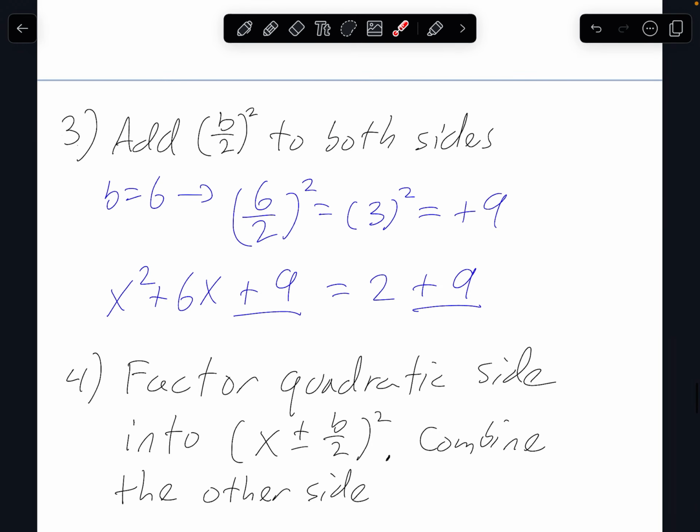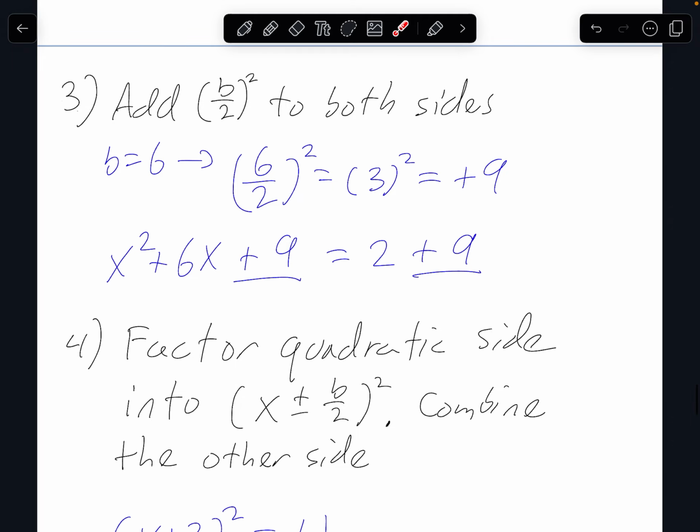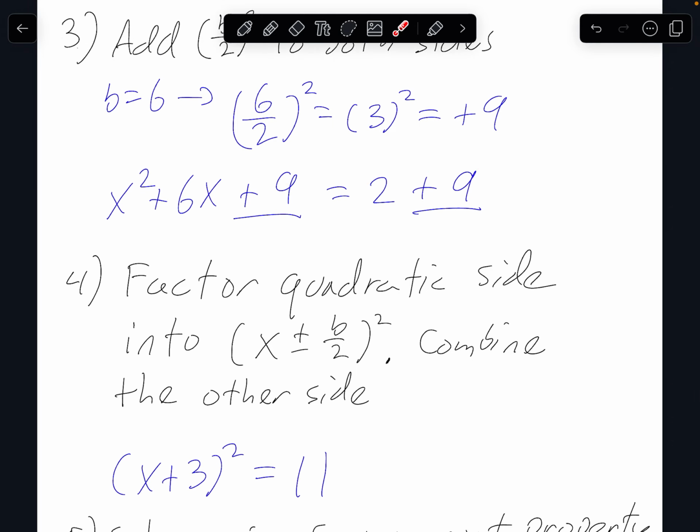So the left side will factor. Again, it's not just factorable, but it's factorable into a perfect square. That's going to be, in this case, x plus 3 to the second power. And why 3? Because that is this b value 6 divided by 2. The other side, we're just going to add these together, 2 plus 9. And that brings us to x plus 3 to the second power equals 11.